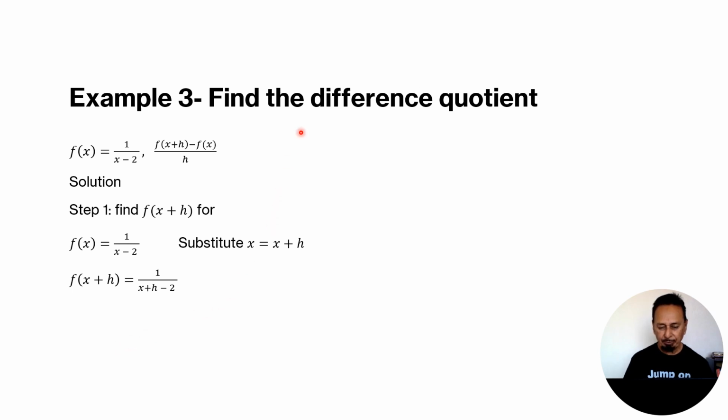So here's Example 3. Find the difference quotient, and f of x is 1 over x minus 2, and the difference quotient is f of x plus h minus f of x over h. So step 1, we find f of x plus h for f of x equals 1 over x minus 2. So you substitute x equal to x plus h. So we have f of x plus h equals 1 over x changed to x plus h. So 1 over x plus h minus 2.